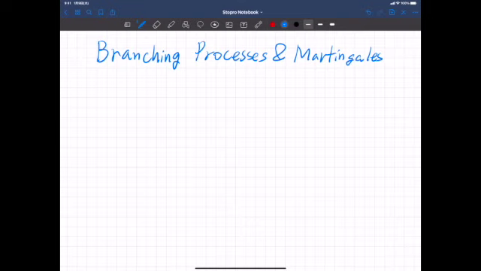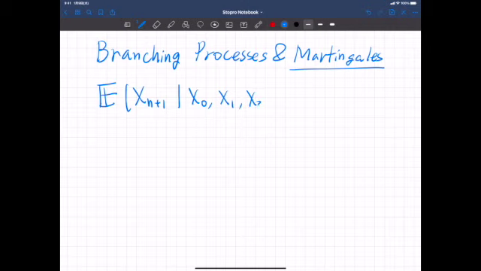Next, let us introduce the notion of martingales. To do that, consider the following conditional expectation. That is the expectation value of xn plus 1, the population size of generation n plus 1, given the past history: x0, x1, x2, and so on up to xn. Of course, in the case of the branching process we are considering, this is a Markov process, so it doesn't really depend on this history except for the very last step. But anyway, let us consider this.